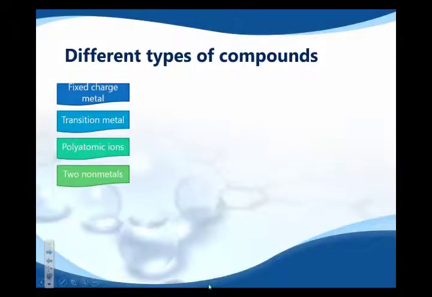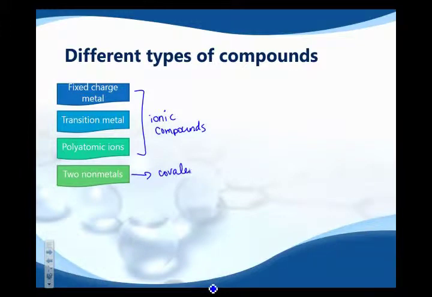So, like I said, there's different types of compounds, and these first three types, those with fixed charge metals, transition metals, or polyatomic ions, these are all types of ionic compounds. They all contain ions. The last, if I have two nonmetals, that's a covalent compound. And you should be able to name all four of these.